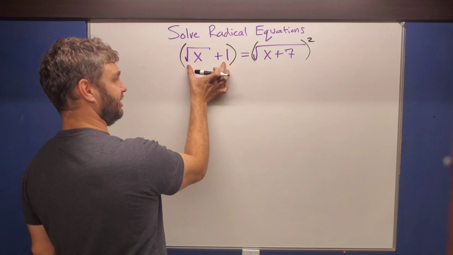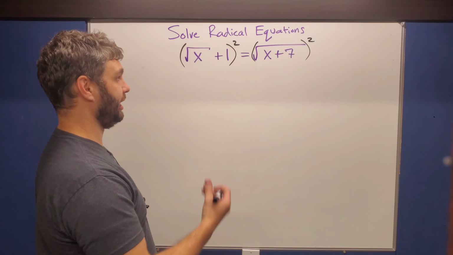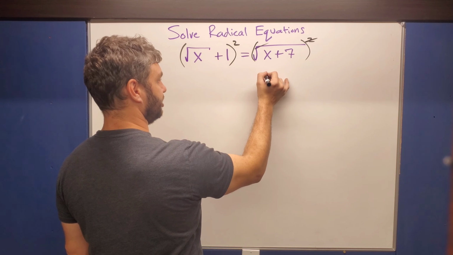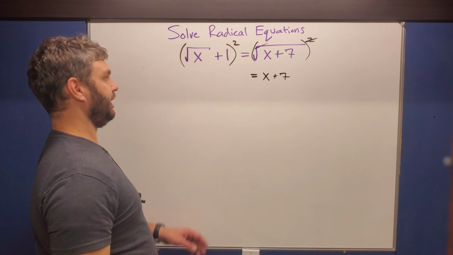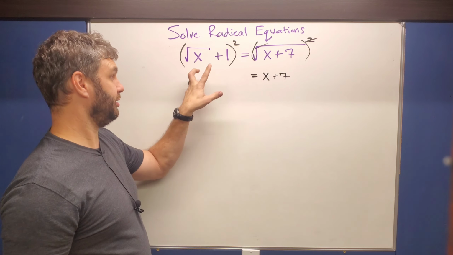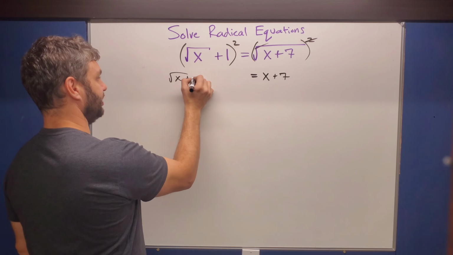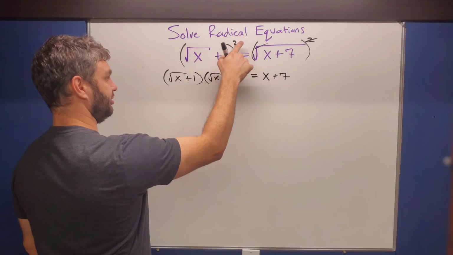Now, this is going to turn out to be a little bit gross over here, but we're going to have to deal with that because that's all I have in this problem. This side, though, is going to cancel, leaving you with just what's underneath, x plus 7. Now, the other side here, I have to write out as a binomial squared. These two terms squared, so it times itself. I'm going to do the square root of x plus 1 times the square root of x plus 1. That's what it means to square.